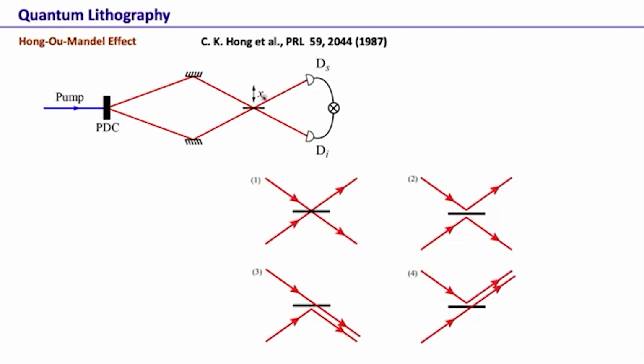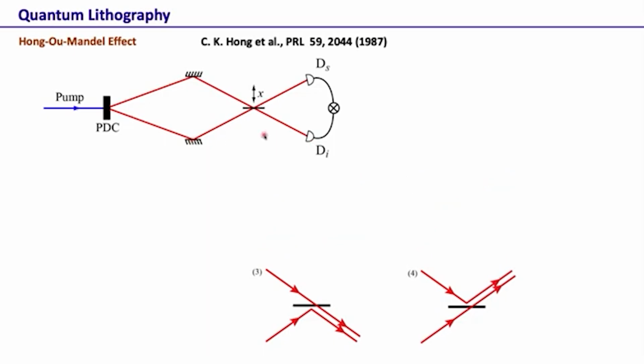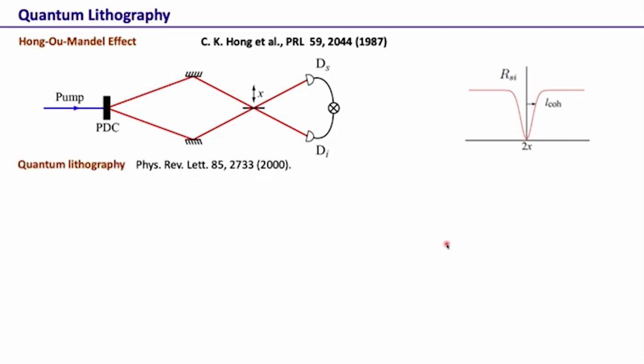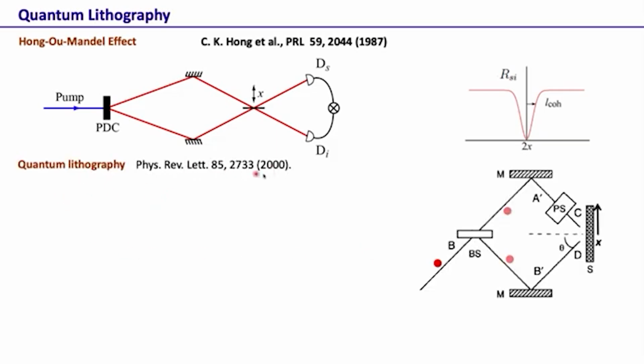And then it turns out that when x is 0, that means this path length and this path length are exactly equal, then these two alternatives are not there, and we are left with only these two alternatives. And as a result, we get a null in the coincidence count when x is equal to 0. So that's the Hong-Ou-Mandel effect. In this one, what we are seeing is that both the photons either go this way or go that way. So this effect can actually be used for doing lithography with higher resolution, and this is what we will see. This was a paper that showed how this effect can be used for lithography.